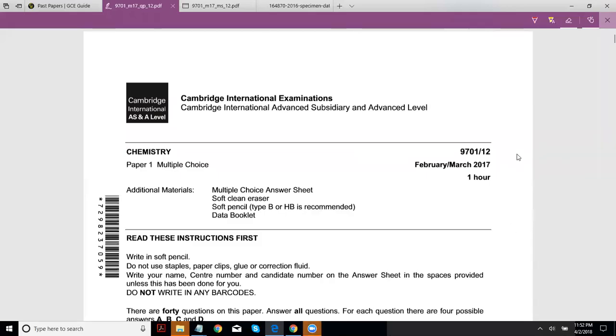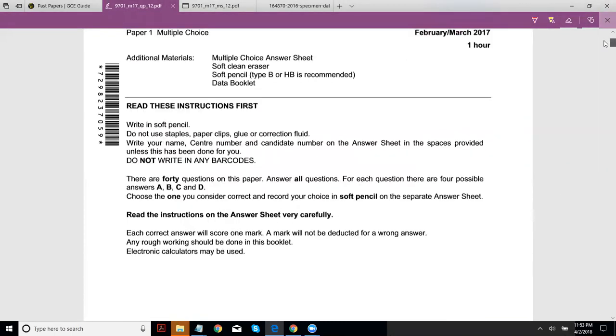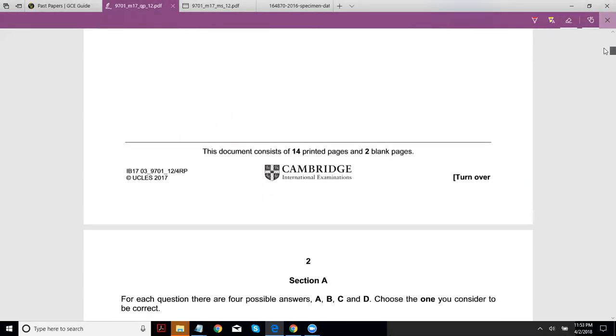So Feb March. Let's see if we remember AS Chem. But just in case we don't remember it, we'll be checking our answers every 10 questions, so we can get back to the ones we get wrong.